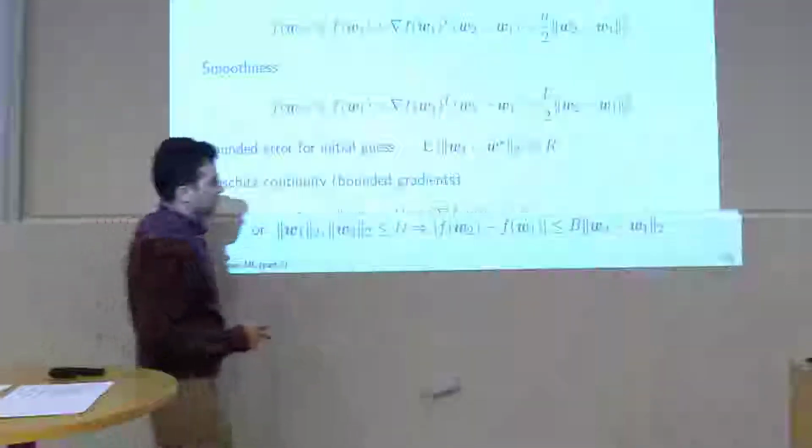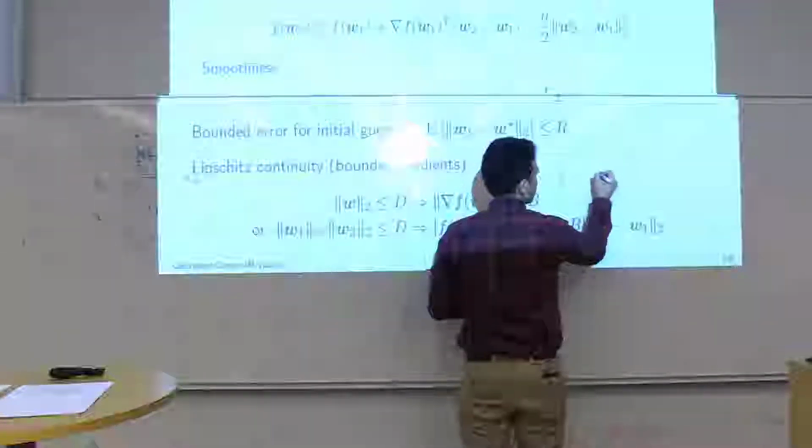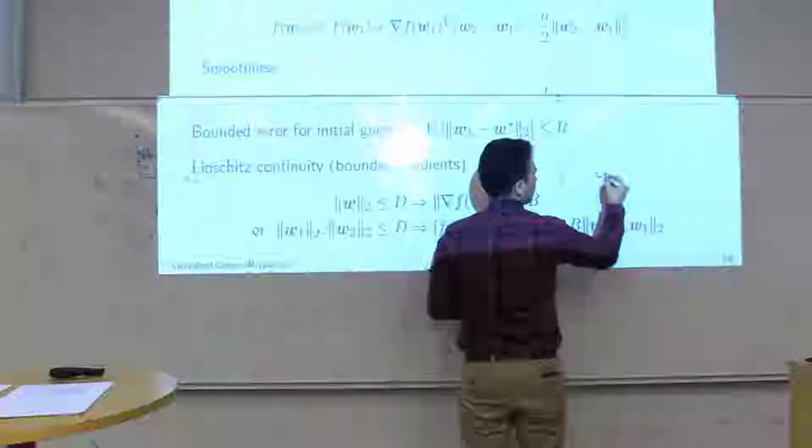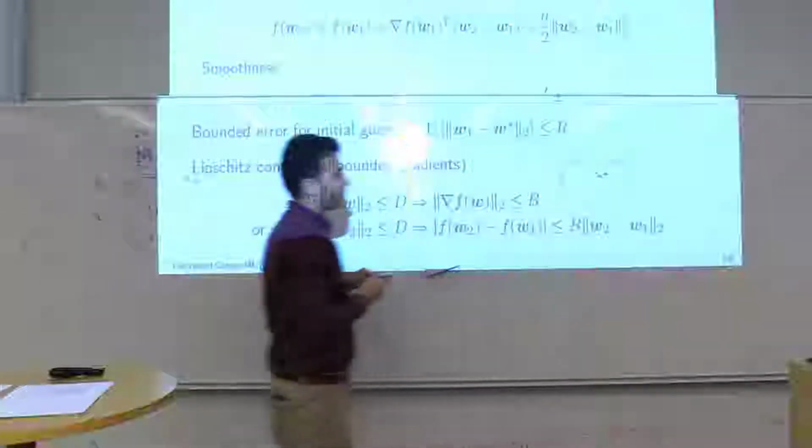As is perhaps clear, it just says that this is W star, and W1 is somewhere here, and the radius here is R. So this is W1, somewhere here.